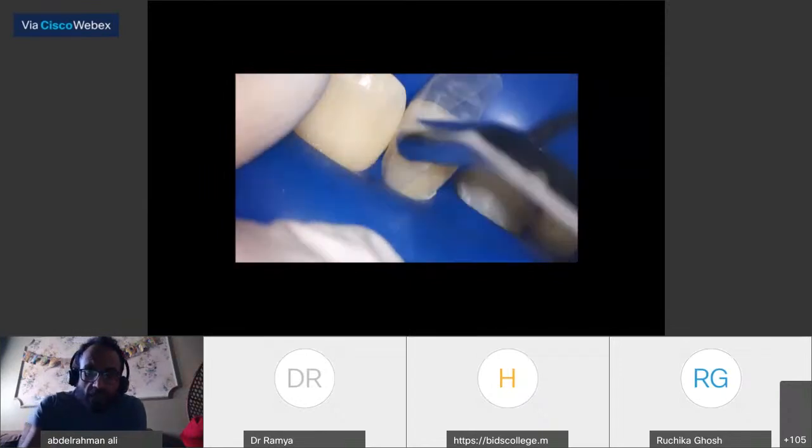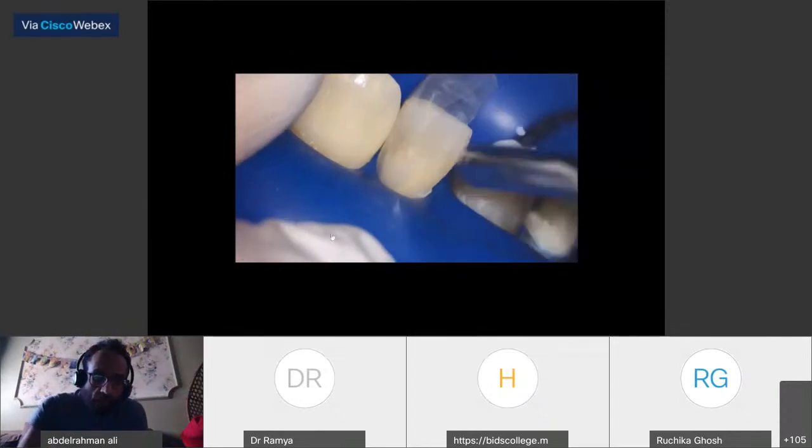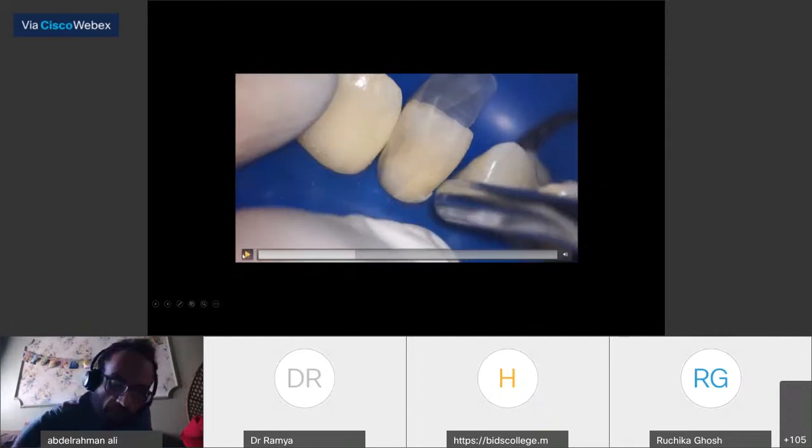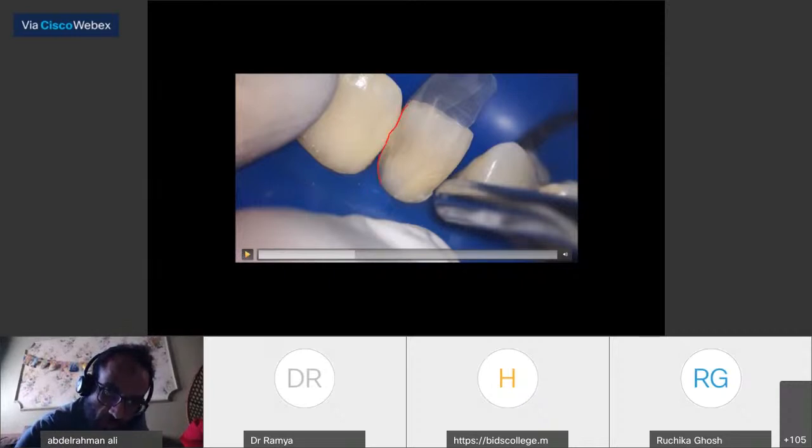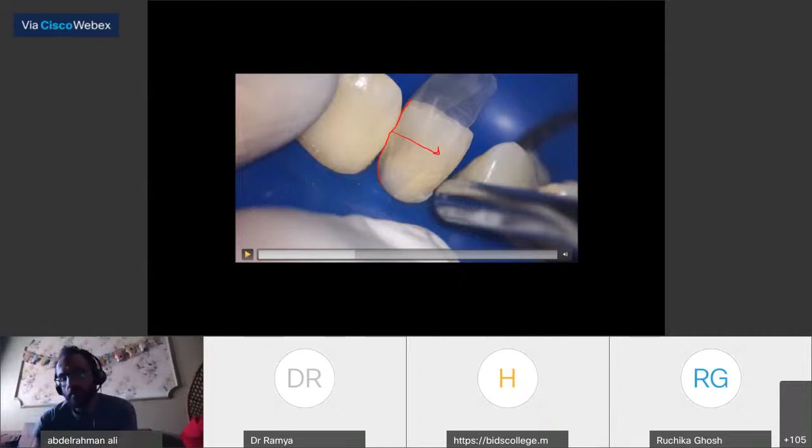See, it was the same matrix. Let me pause the video. The emergence profile now, you can see it's perfect. The contact position is okay, and also the width of the matrix. So we customized all these.